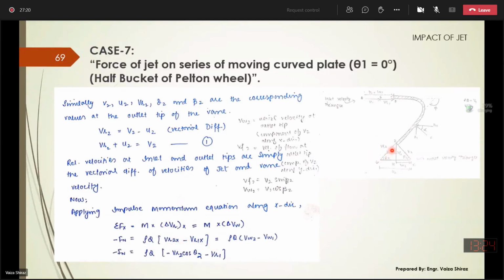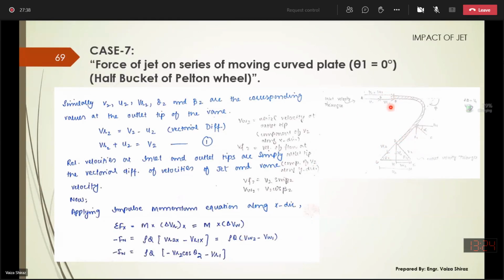That is the horizontal component of this VR2. It is acting in the negative x direction. It is the minus VR2 cos theta 2. And what is VR1x? In this case, your VR1 is totally horizontal. So VR1x is equal to VR1. ठीक है, इस केस में VR1y 0 है.